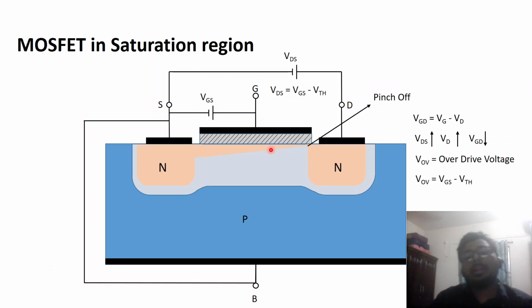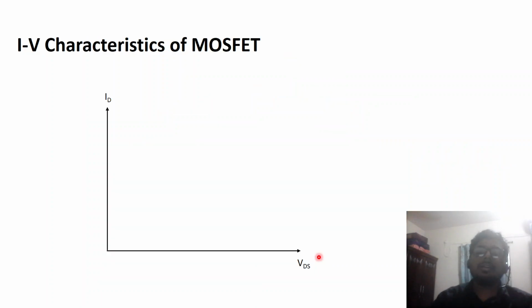And here the current flow from the source to drain will be saturated. So if we increase the VDS, the value of the current will not be increased. The current will flow at a constant value regardless of the change of the VDS. Now we will see the IV characteristics of MOSFET.